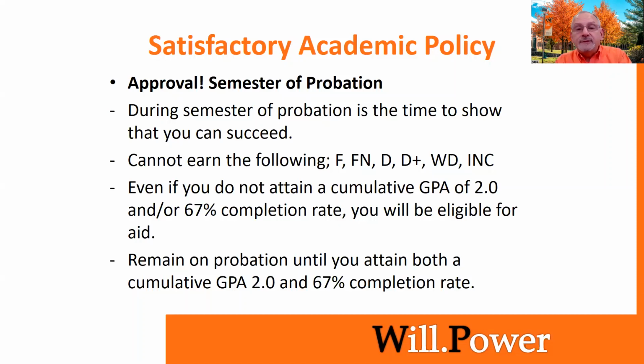Now, even if you do not achieve a GPA of a 2.0 or a completion rate of 67%, you'll be eligible for aid as long as you don't earn one of those grades, the F, the FN, D, D plus, WD, or incomplete. And you'll remain on probation until you raise your GPA to a 2.0 and a completion rate of 67%, as long as you don't earn one of those grades. Some students remain on probation for 2 or 3 semesters, and they work their way back up to a 2.0 or 67% completion rate.